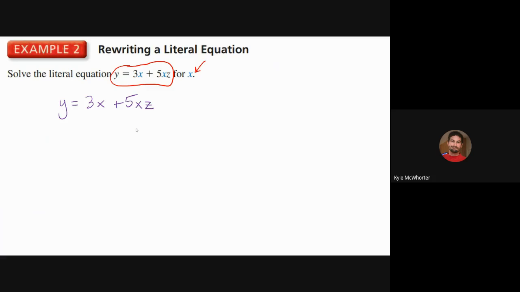Okay, so we need to figure out how to get the x by itself. At the end of this problem, our answer needs to say x equals, and then some stuff that's going to have z and y and probably a 3 and a 5 somewhere. But right now, x is in 2 spots, right? We've got x here and we've got x here. So how can we get x to be in one place instead of 2 places?